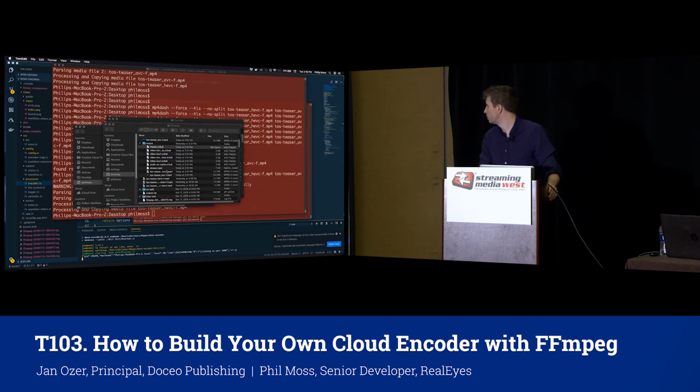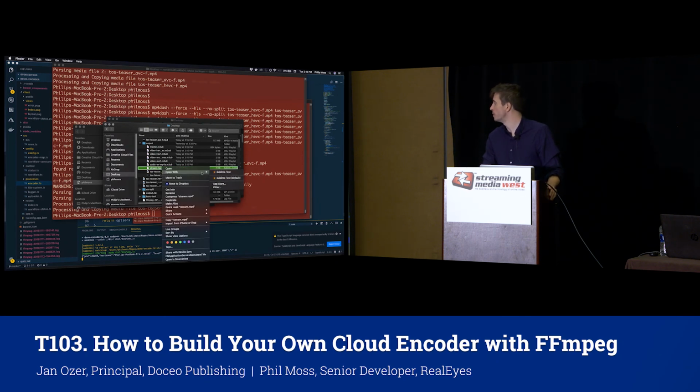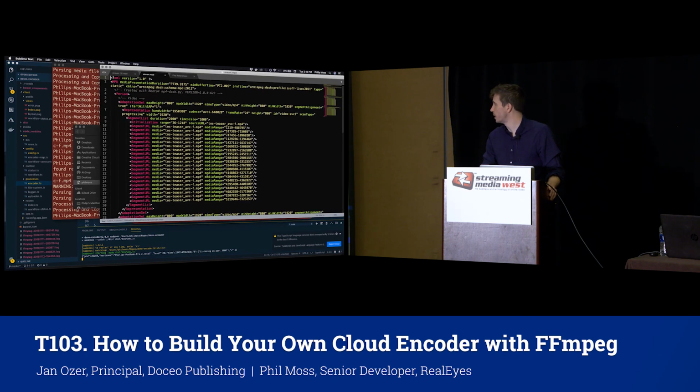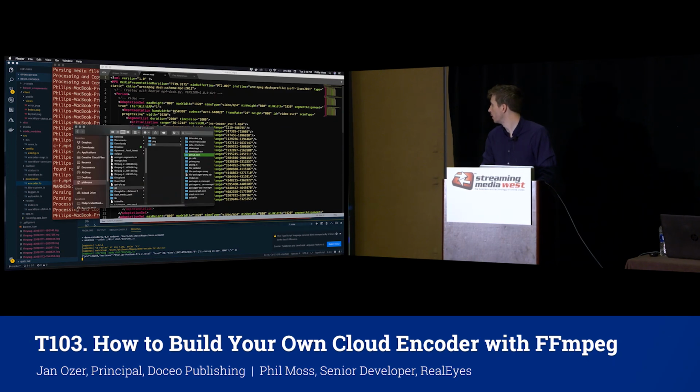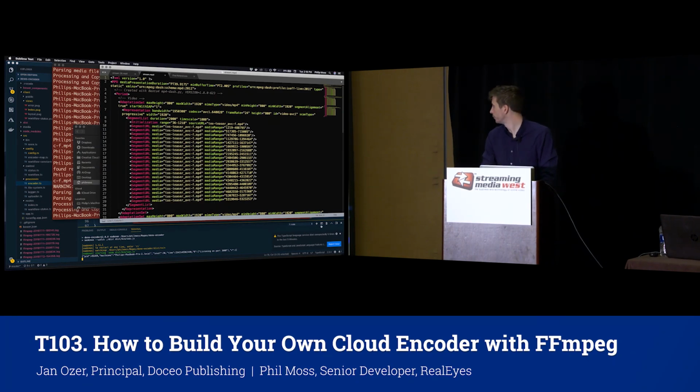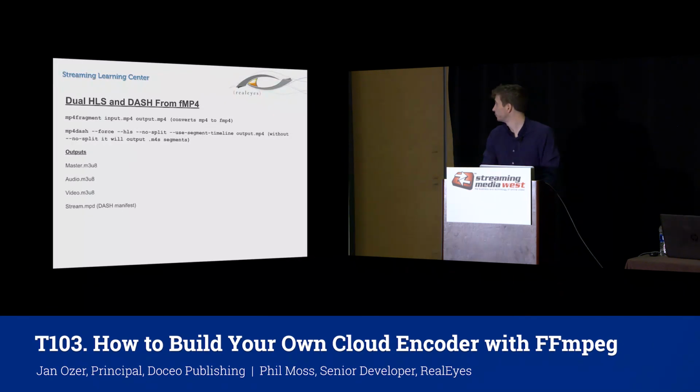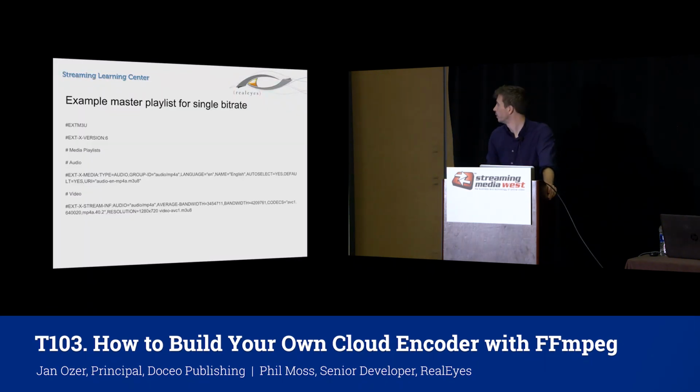Then it gives you your fragmented MP4 right here. There's my AVC and my HEVC. This is my stream.m3u8, my stream.mpd. So this is my DASH manifest output running off of the same fragmented MP4. You can do the same thing with a single bit rate, or with however many bit rates that you want.